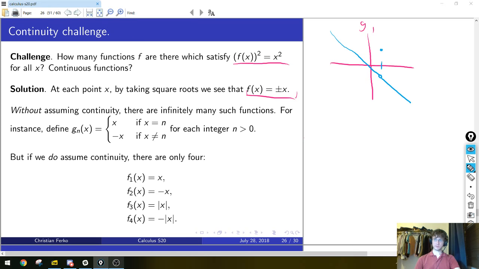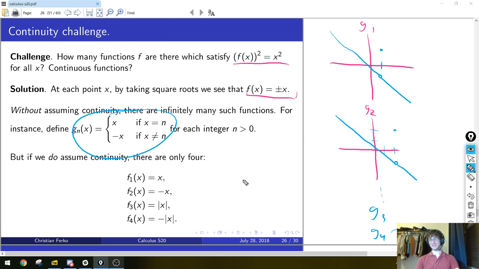That's one function. Here's another function, g_2. Take a hole at 2. At 2, it's 2. Everywhere else, it's minus x. Clearly, I could do this for any number I want: g_3, g_4. I could even do it for non-integers like g_pi. So there have to be infinitely many, because I can at least pick one for every number, right? So certainly there are infinitely many such functions if there's at least one for every number.